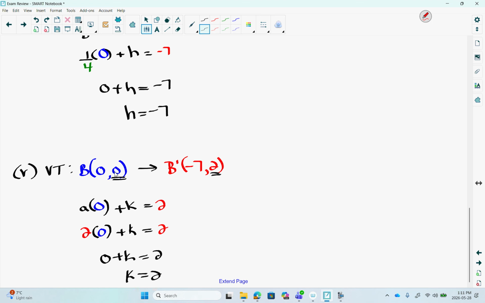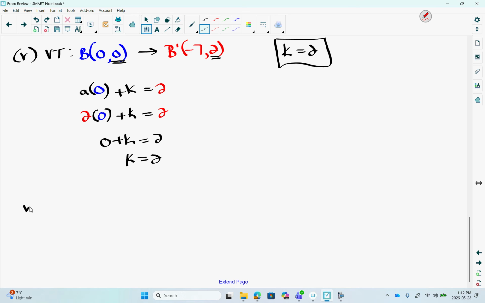Okay, it's kind of unnecessary to do all this if I have a point where y is 0, because I know that no matter what A is, if I multiply it by 0, I get 0. What do I add to a 0 to get a 2? I'd have to add 2. So my K value is 2. And from there, step 6 is to write the equation.